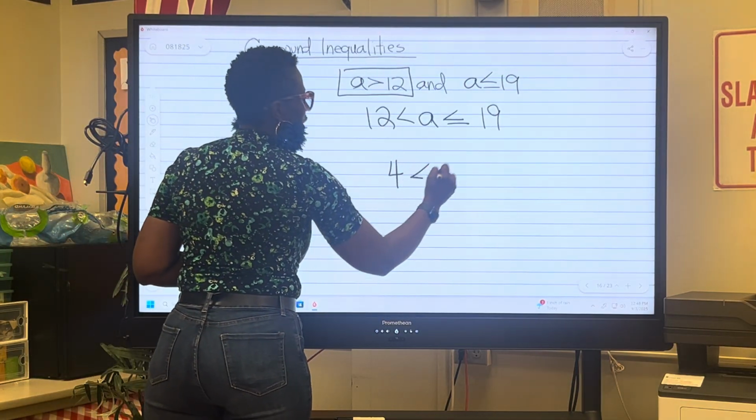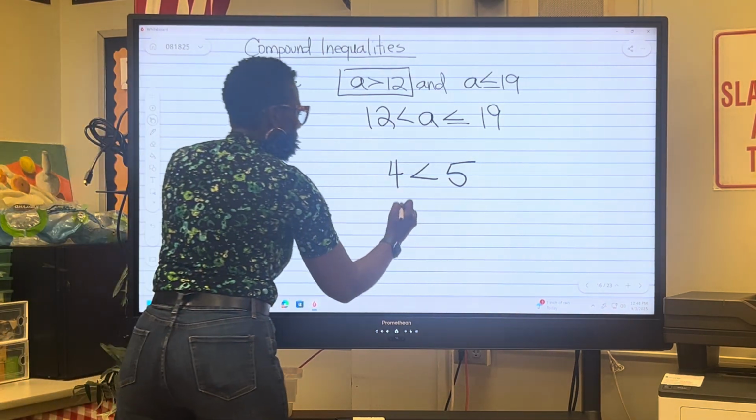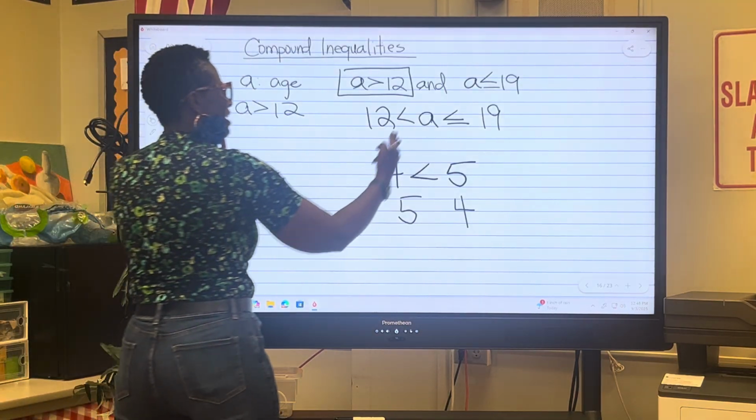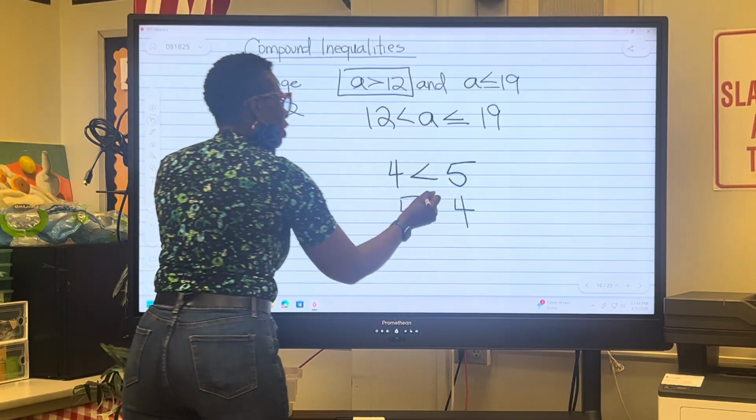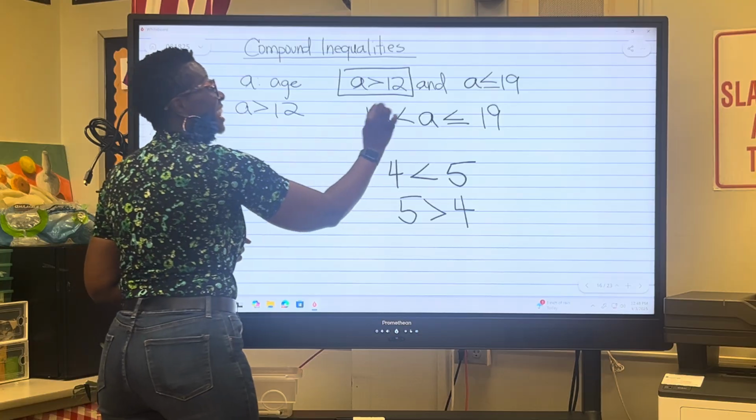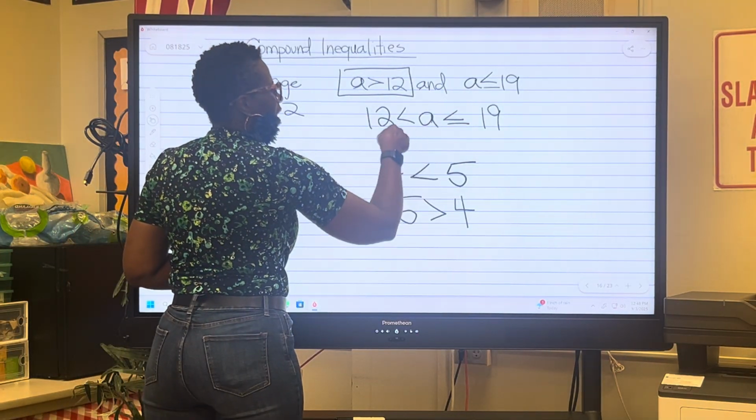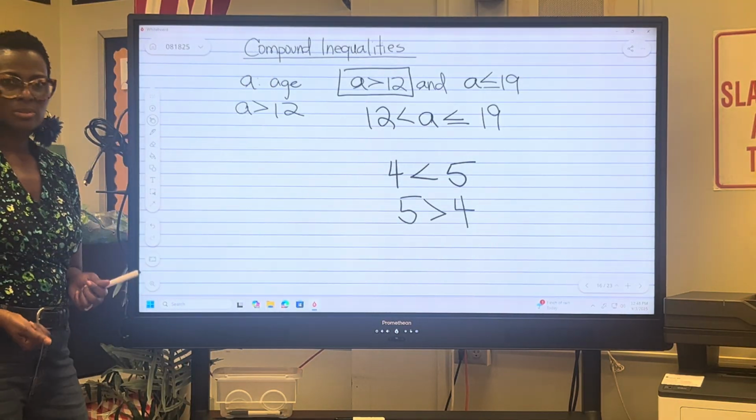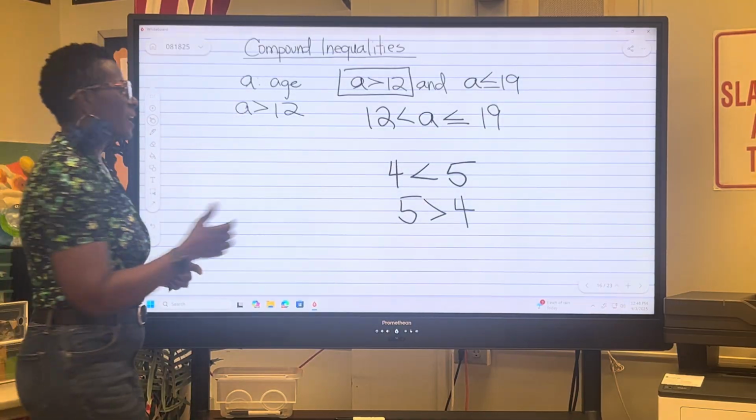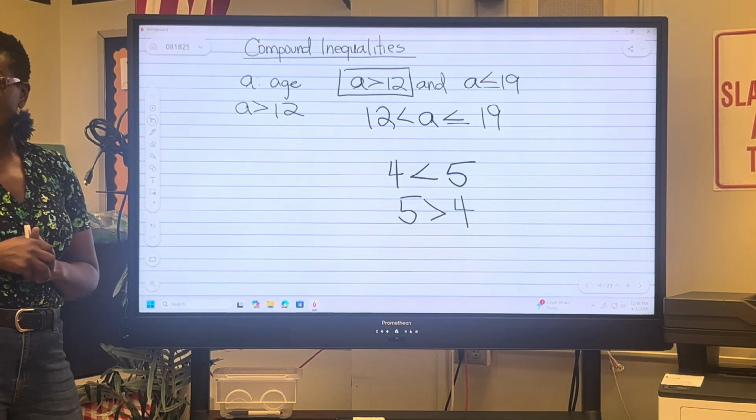Do you agree that 4 is less than 5? Yes. Stay with me. So then if I were to write this, would it still be a less than sign? No. If 4 is less than 5, then that means 5 is what? Greater than 4. So if A is greater than 12, then that means 12 is less than A. And here's the other trick that you can just remember. Once you plug that sign in, all the signs should be going the same direction. That's it. Because this falls between these two. Are you with me? It's greater than this and less than this. Does that make sense? Does everybody see that?